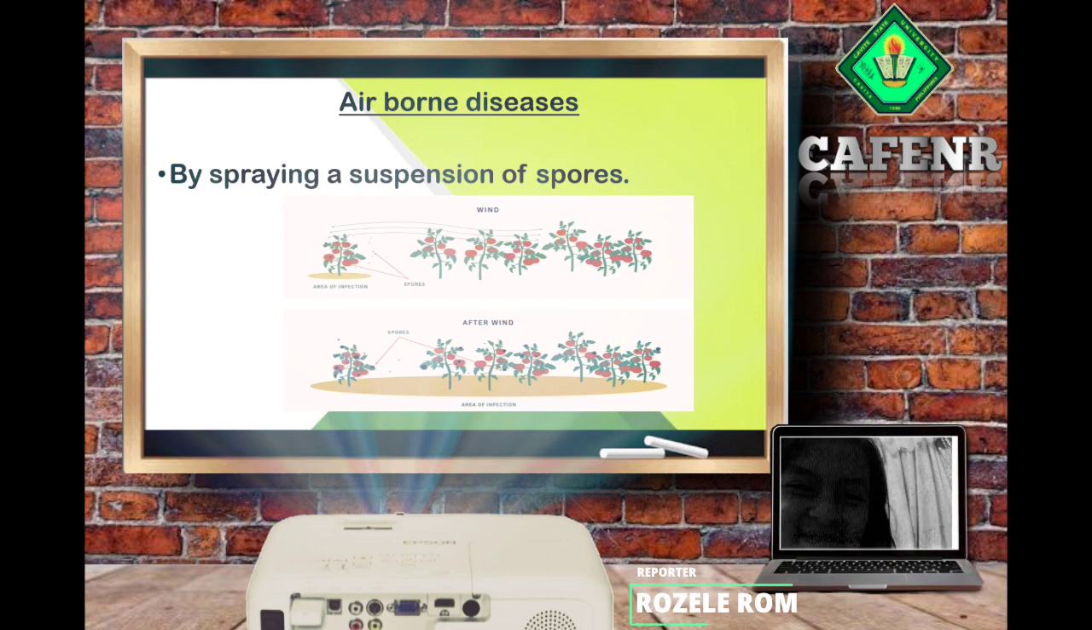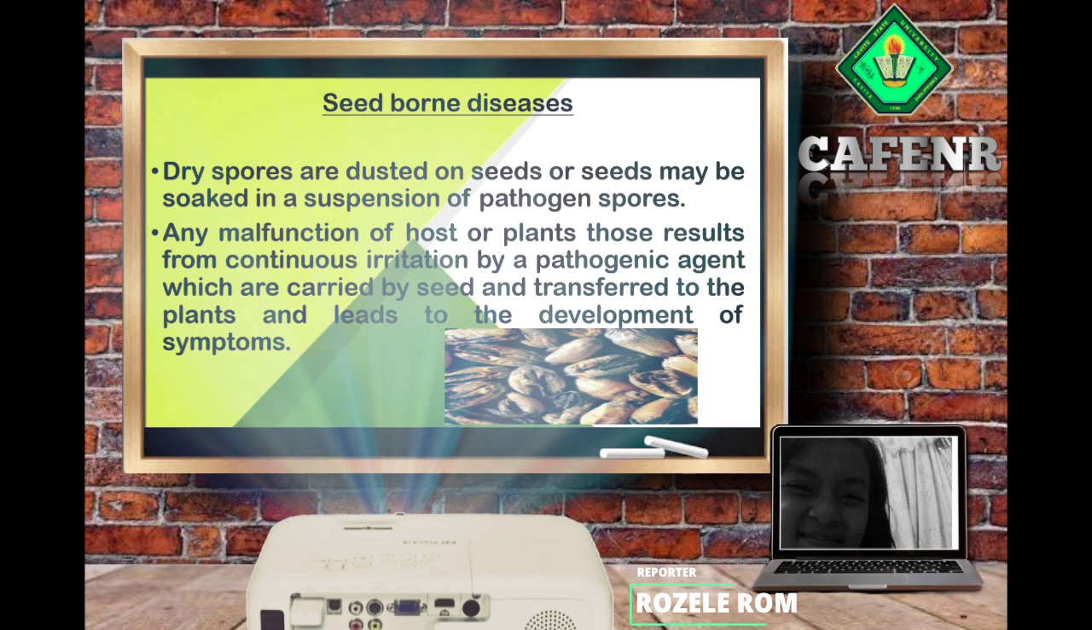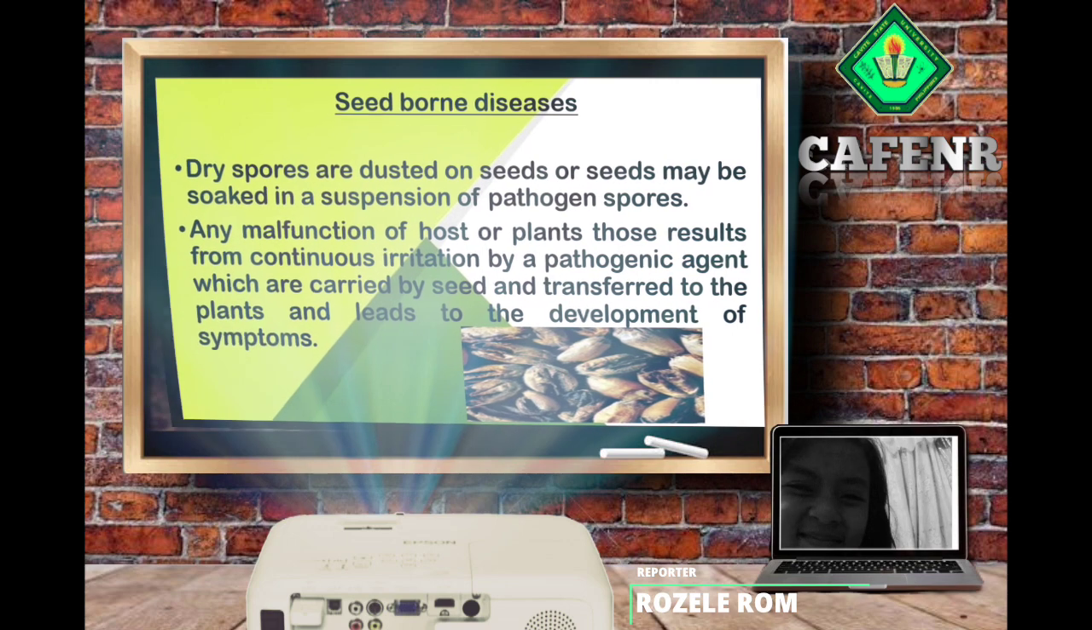It is caused by the spraying of spore suspension. Seed-borne diseases. Dry spores are dusted on seeds or seeds may be soaked in a suspension of pathogen spores. Any malfunction of hosts or plants that results from continuous irritation by a pathogenic agent which is carried by seed and transferred to the plants and leads to the development of symptoms.